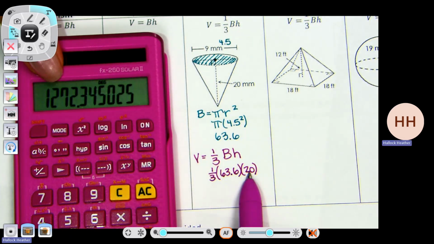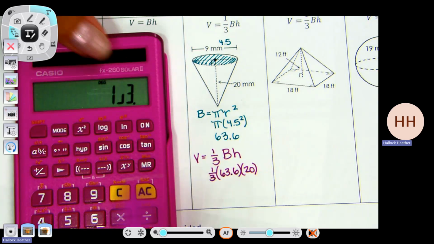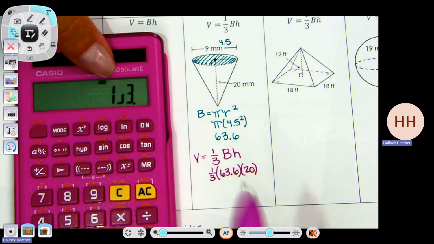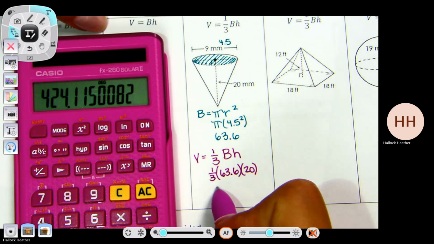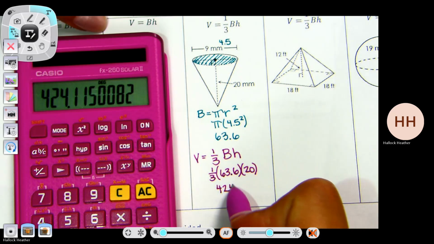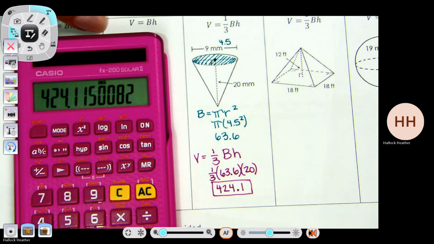And now I'm taking this whole thing. You don't even have to write it down. I'm multiplying by 1/3 using the fraction button that we used on Friday. So times 1, ABC, 3. So there's my fraction. So you should get something crazy like this. It's getting smaller because it's 1/3 of the shape.